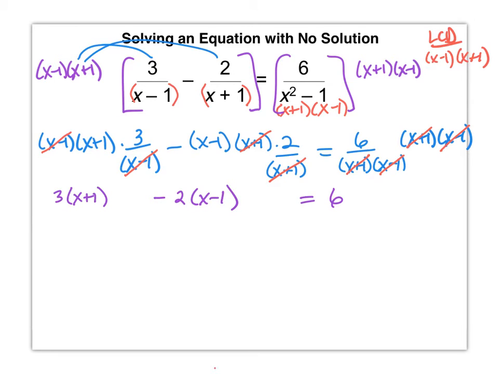Now let's distribute each of these on the left side of the equation to get 3x plus 3. Distribute that minus 2 to get minus 2x plus 2 is equal to 6.